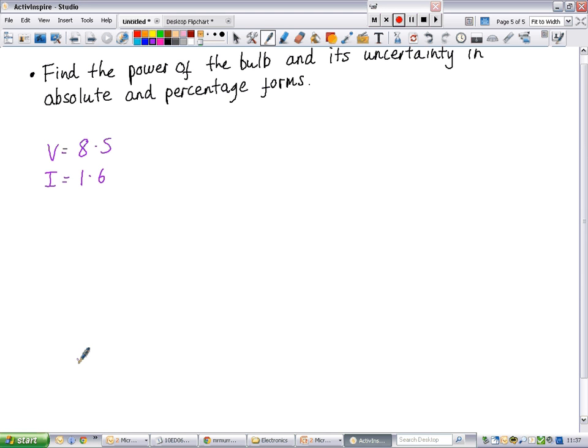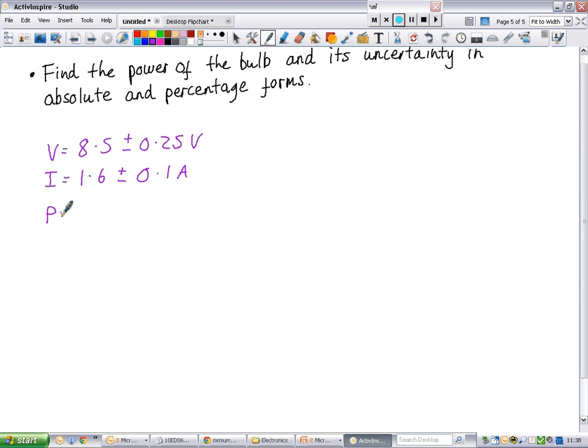For an analog scale, it's plus or minus half a scale division. So for V, the scales are 0.5 per scale division, so it's 0.25. So this is 8.5 plus or minus 0.25 volts. And as we just mentioned a moment ago, for current, it's 0.2 per scale division, so half a scale division is 0.1. So we've taken into account the errors for both of these.